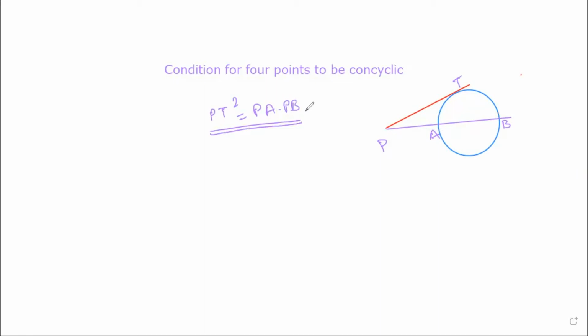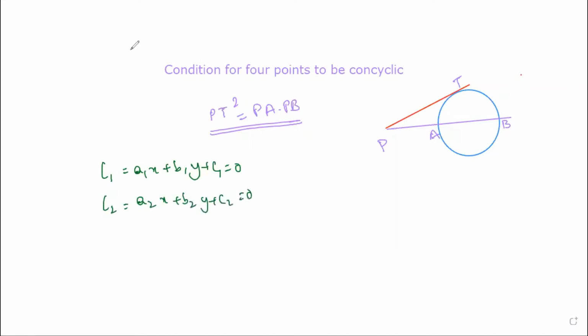Now we are going to use this concept for deriving the condition for 4 points to be concyclic in coordinate geometry. So let's start. I will be taking two lines here. L1 is the equation of line 1, which I'll take as a1x plus b1y plus c1 is equal to 0. L2 is another line, a2x plus b2y plus c2 is equal to 0.